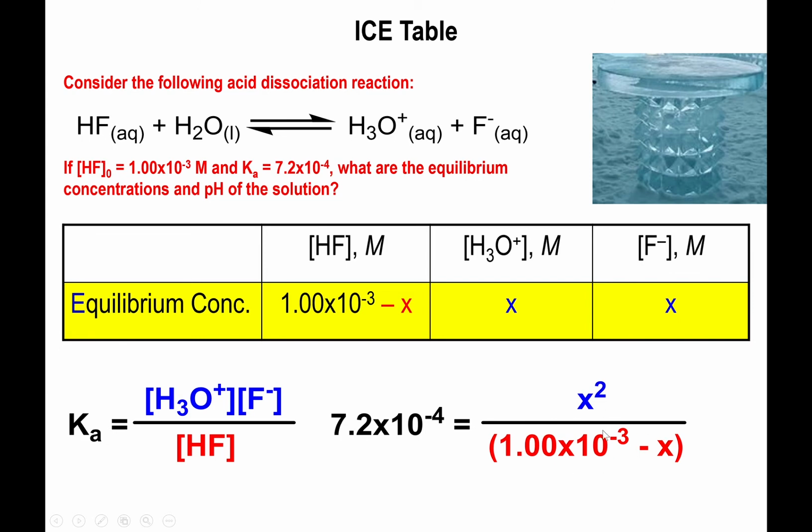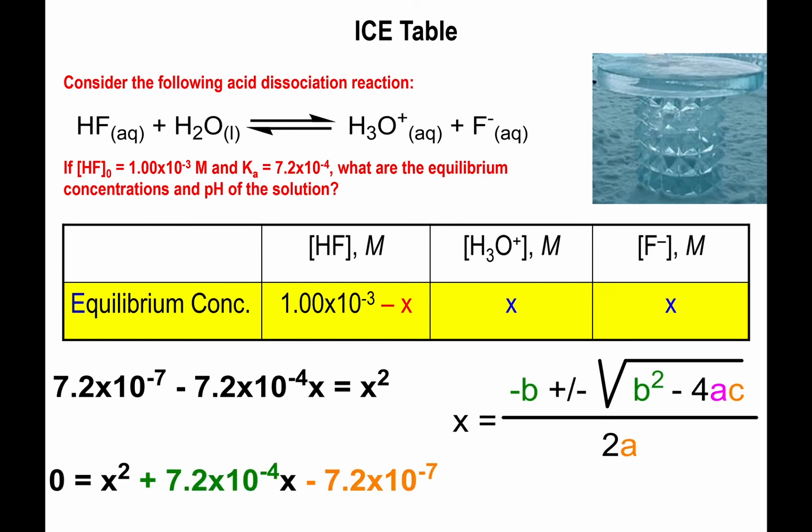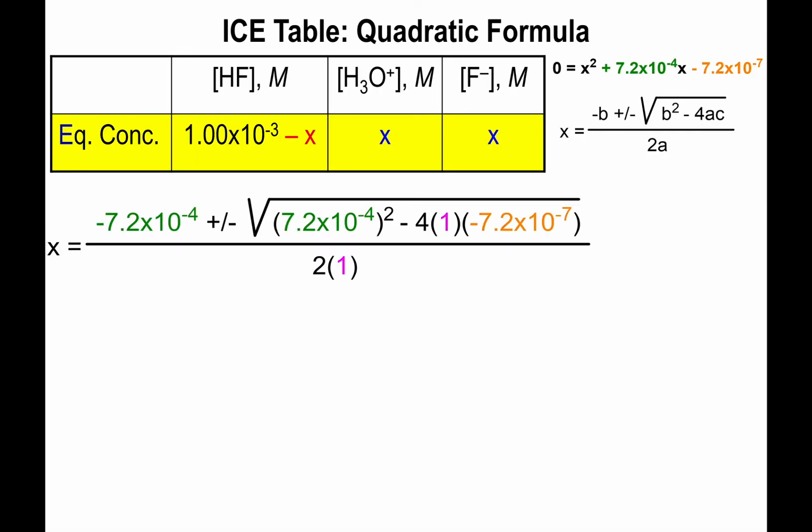So instead we're going to cross multiply. So we multiply both sides by 10 to the negative 3 minus x. That will equal now x squared, and we bring everything to the same side so that we end up with x squared plus 7.2 times 10 to the negative 4 x minus 7.2 times 10 to the negative 7. And in this process, yes, you may have guessed it, we're going to have to use the quadratic formula. So the coefficient in front of the x squared, which is 1 in this case, is a. The coefficient in front of x is b, and the coefficient without the x's, negative sign included, is the value of c. So we input that into the equation, negative b plus or minus square root of b squared minus 4ac all over 2a.